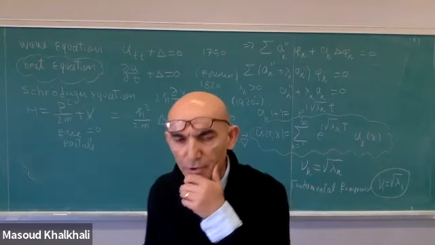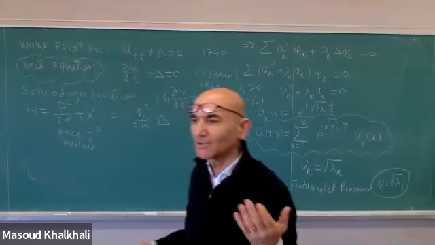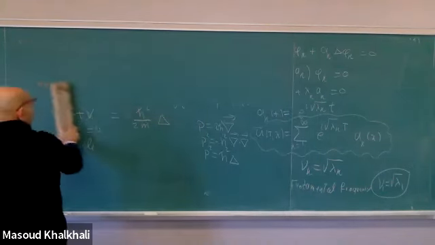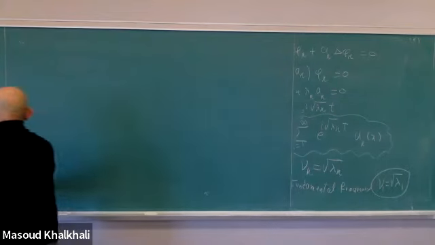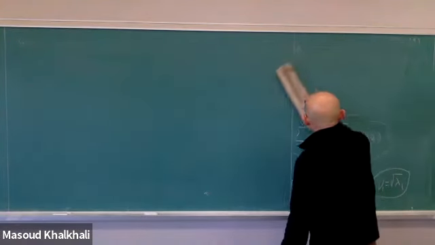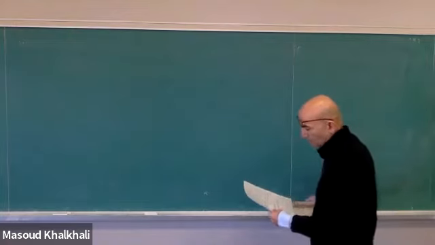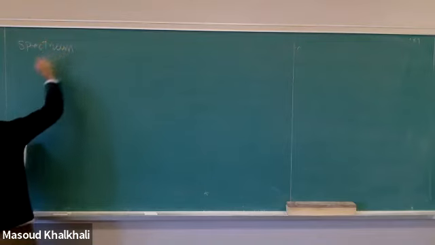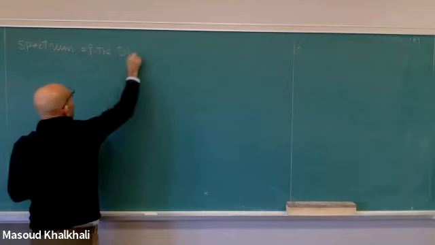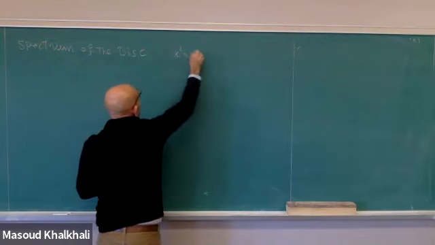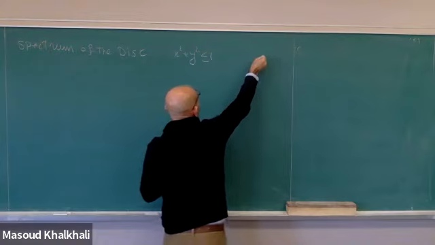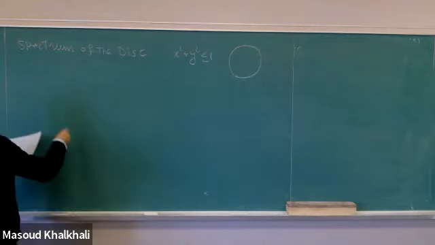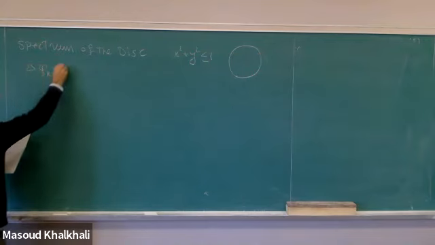That's the spectrum of the disk, the actual drum, really. So let's do that, because things get very complicated, actually. So, spectrum of the disk. This is x² plus y² less than or equal to 1. It's the disk in the flat two-dimensional space. Okay, so the equation is now Laplacian of φ_k equals λ_k φ_k.